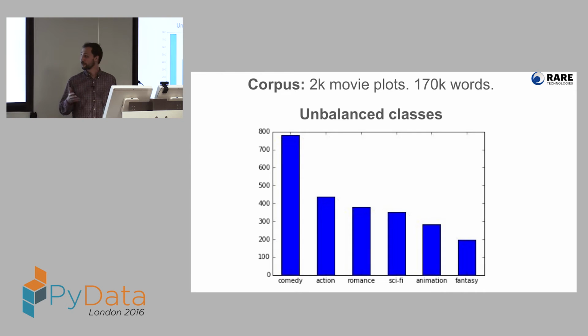So 40% is comedy. If you just say everything is comedy, I already get 40% accuracy. That's how stupid this baseline is. And there's very little fantasy, about three times less fantasy than comedy. So it's kind of real life, really not a very good data set.